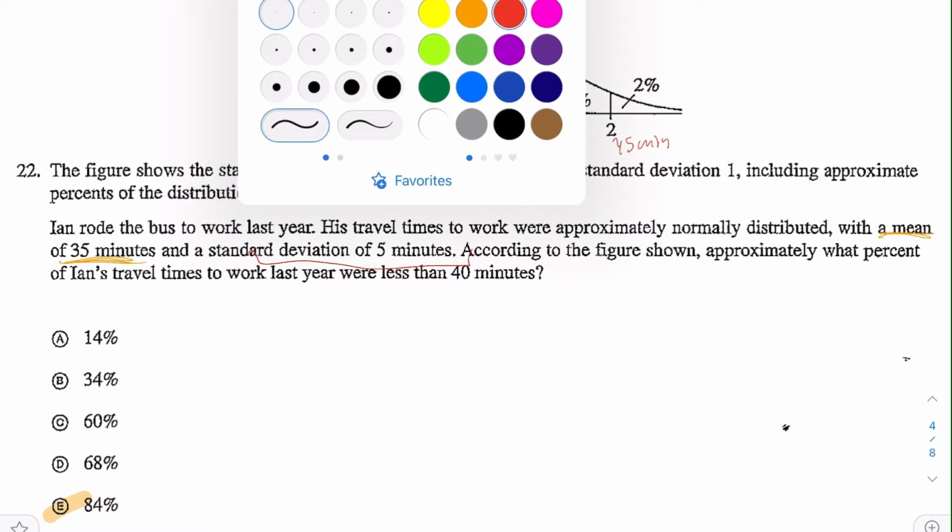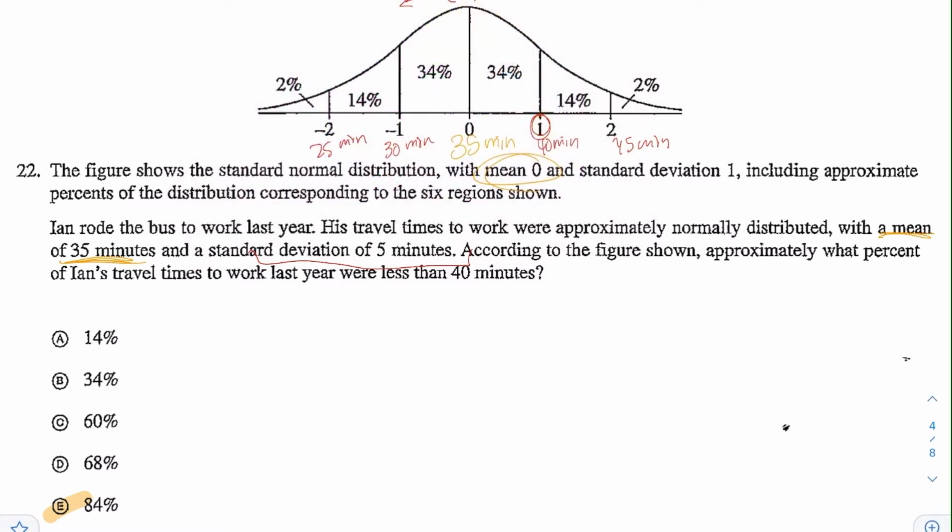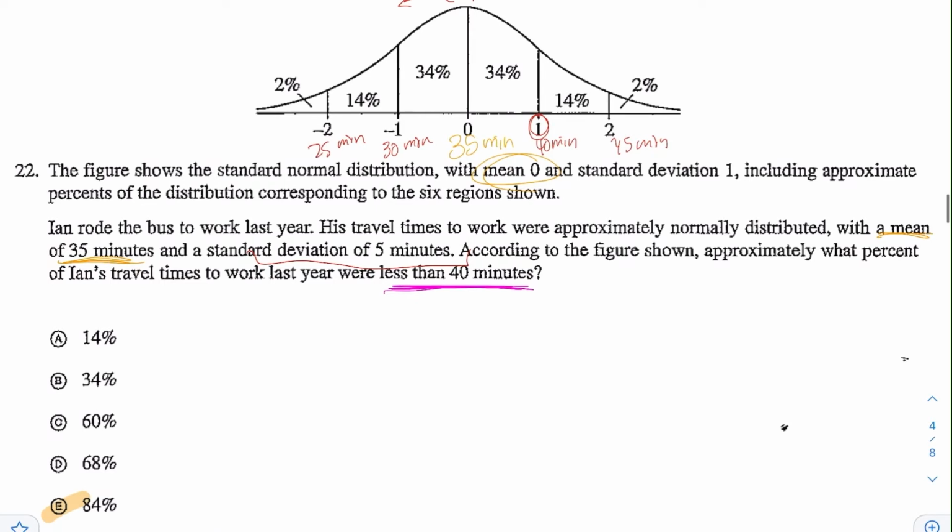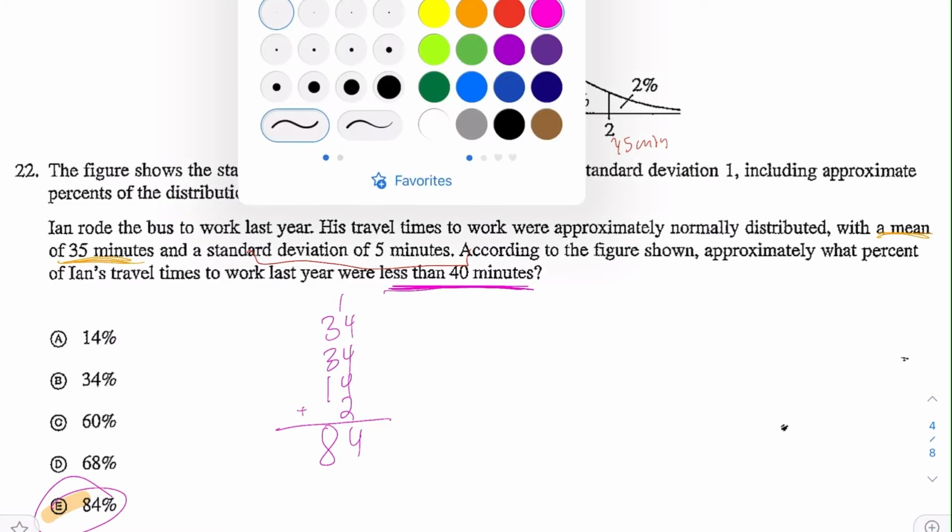So in this case, we want to figure out what percent of the travel time to work last year were less than 40 minutes. So less than 40 minutes means you have to include these 4 regions. So that would be 34, 34, 14, and 2. So if you add everything together, that would be choice E, 84 minutes.